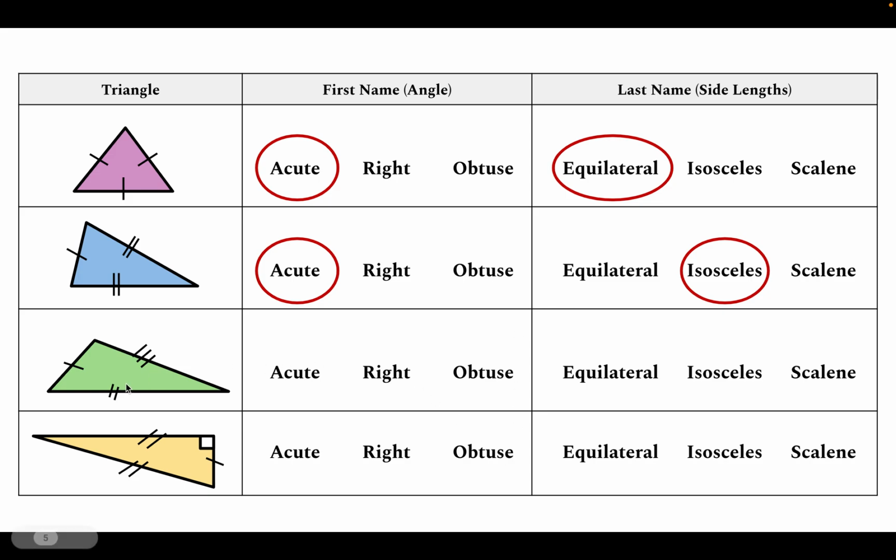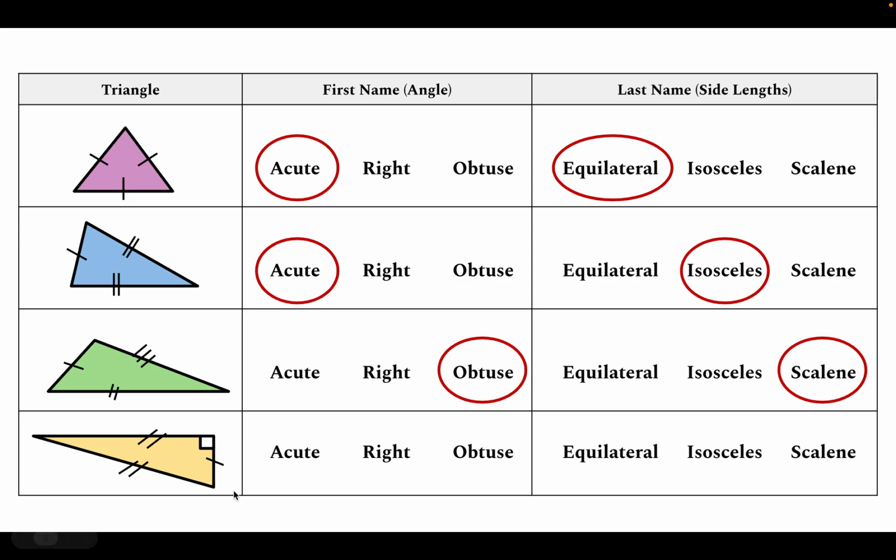Let's look at the next one. All right, this green one has, I see an obtuse angle. So it is an obtuse triangle. I also noticed that one side has one tick mark, another has two, and another has three. That's telling me that all the sides are different. So is that equilateral, isosceles, or scalene? That's right, it's scalene. So when discussing this triangle, we would say it's an obtuse scalene triangle.